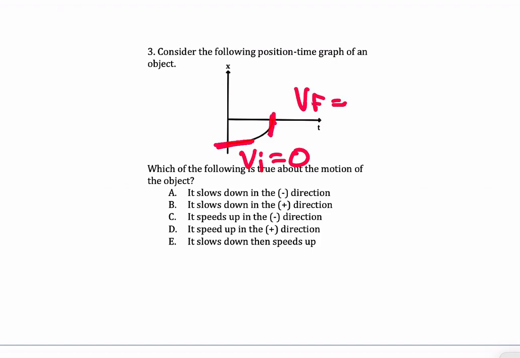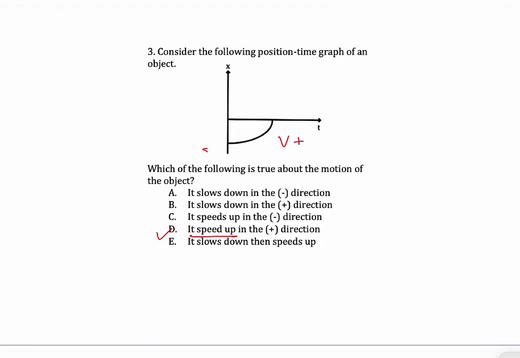So let's say that the final velocity has a value of 10. Since the initial velocity is 0 and the final velocity is 10, it means that the object for sure is speeding up. So the only possibility is C and D. And one more thing, since the object is moving, since the inclination is upwards, the overall slope is upwards. At the beginning it was 0, but at every other point the slope is positive. This means that the velocity is positive. So it speeds up in the positive direction.